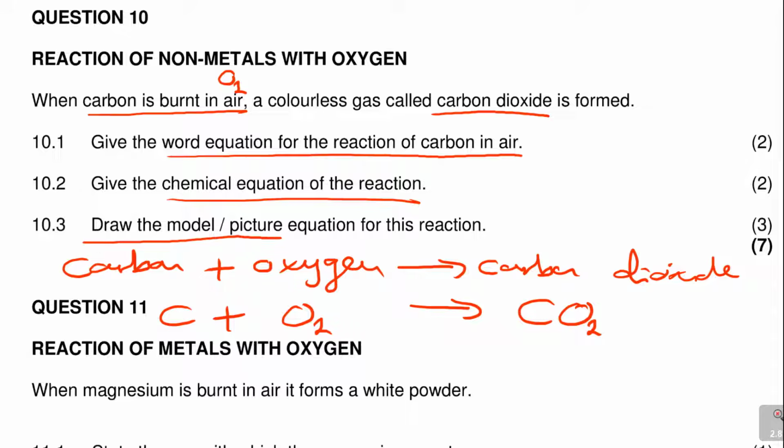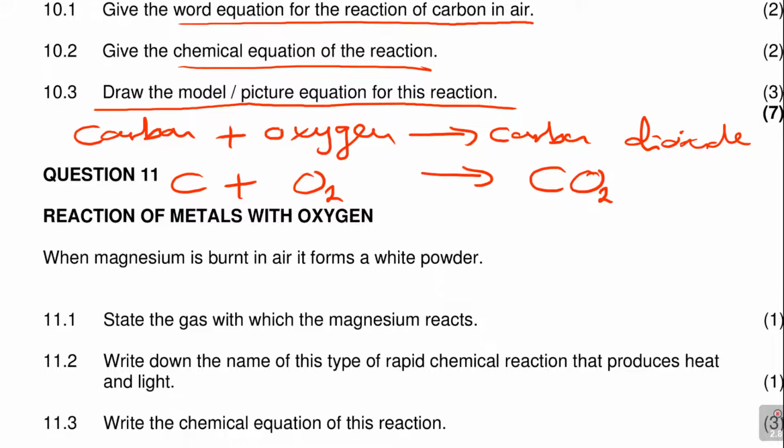Draw the model picture equation for this reaction. Now they make it 3 marks. The model and picture for this reaction. What we can do, I think we can look at this and say this is carbon. We can have it like this, the model. Let's say this is carbon, alright, plus oxygen. I can use it like this. This is diatomic. This is oxygen. And then what do I get here? It's carbon dioxide. Now this is how you have it for that. You have oxygen, and then you have carbon.